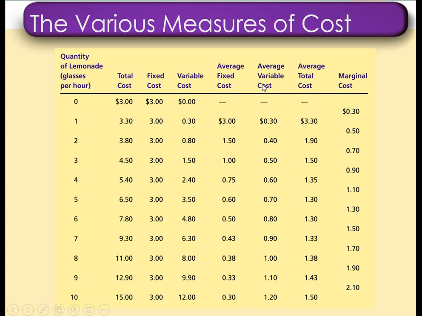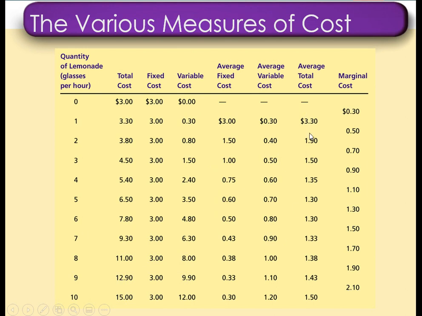And for the calculation of average variable cost, we have to divide the variable cost by the number of units produced. So variable cost is 0.3 and the quantity produced at this point is 1. So 0.3 divided by 1 equals 0.3. Here the variable cost is 0.8 and you are producing 2 units. So when we divide 0.8 by 2, we have 0.40 as average variable cost. And here we are producing 3 units and variable cost is 1.50. So we divide variable cost by the quantity. 1.50 divided by 3 equals 0.50, and similarly you can calculate the rest of the values.